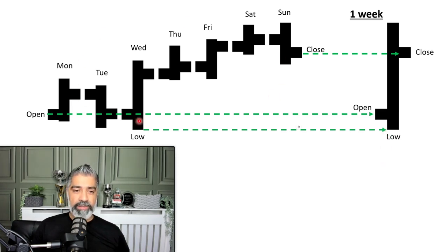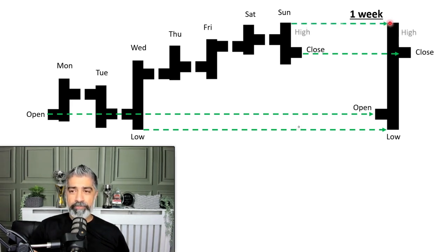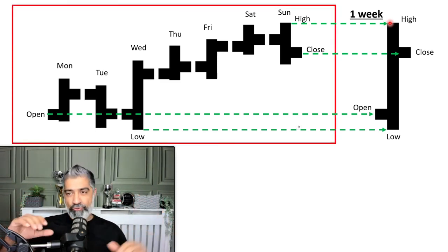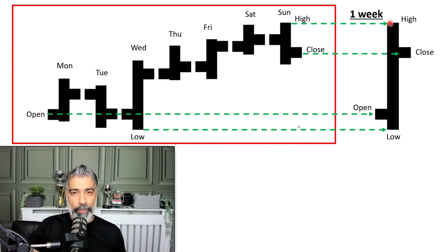Can you see it? Well, it's the highest point. So it's not here, it's not here, it's not here, it's not here. This one and this one is close, but it's actually the Sunday, and it's reflected over here on this bar. So now what you have is 7 days worth of price data reflected in one bar on a weekly chart.